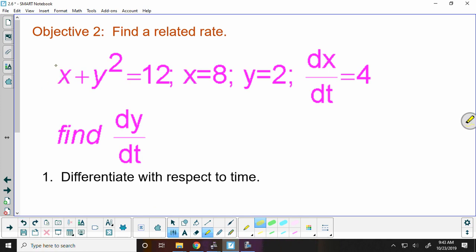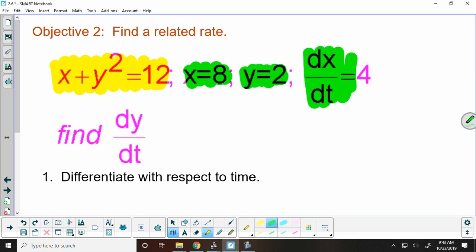So there's our equation. That's all I've given you in the past. What have they given you this time? They've given you an x value. They've given you, and what else have they given you? A rate. Now, they're asking you to find dy over dt. So the fact that you have to find dy over dt should tell you you need to do a derivative. So let's do it.